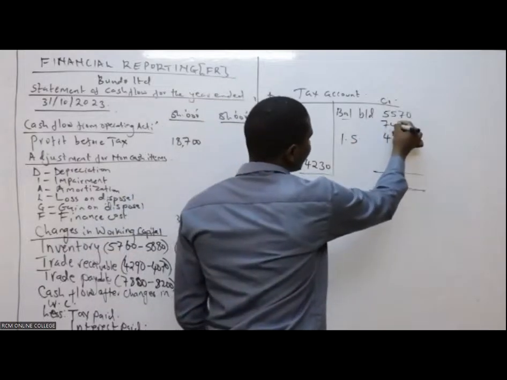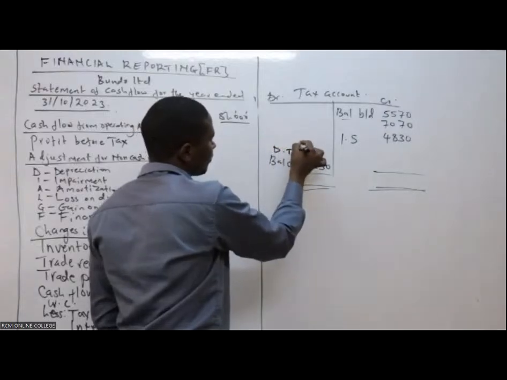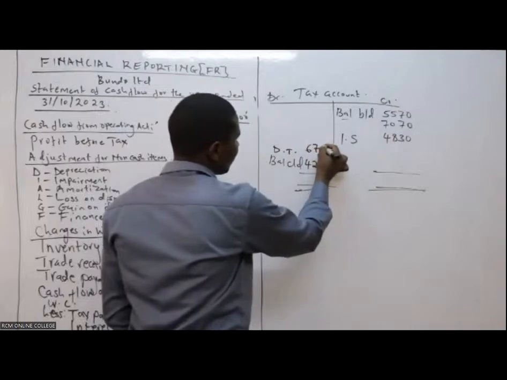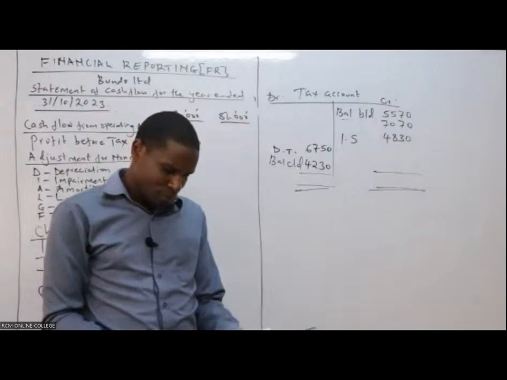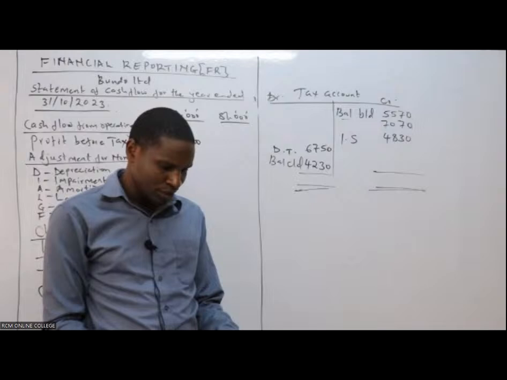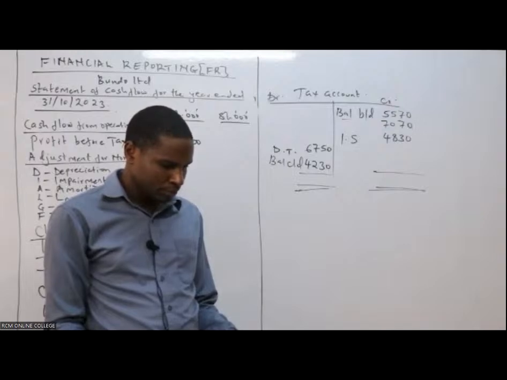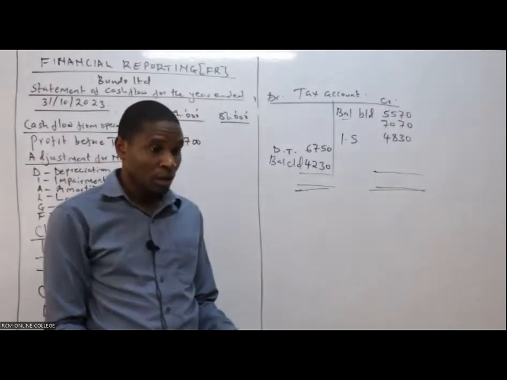70. Thank you. And give me the carried down of deferred tax. 6750. Thank you. Now we need to check whether we have any other information touching on our taxes here. Any other information touching on our taxes? I think we are okay. I have seen information touching on our tax here.